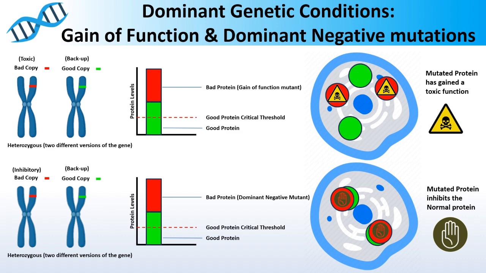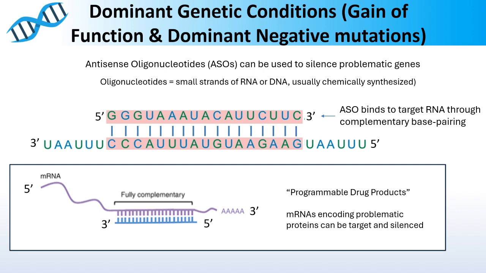So in both of these scenarios, having one copy of a gene leads to a disease, no matter what. So a simple protein replacement is not going to work in these cases because it doesn't really resolve the problems caused by a gain of function or dominant negative mutations that are still going to be present. What may work better in these cases is gene silencing. And this is something that you would have been introduced to in earlier lectures.